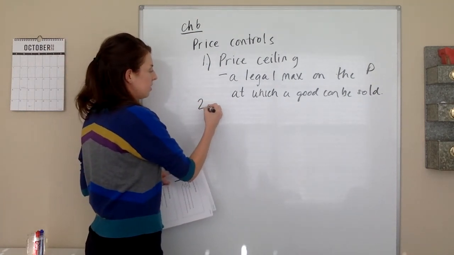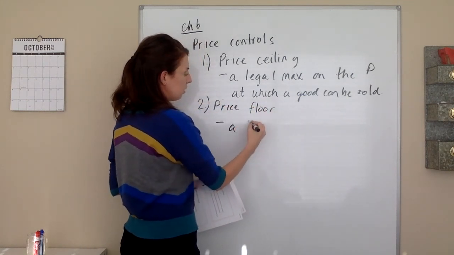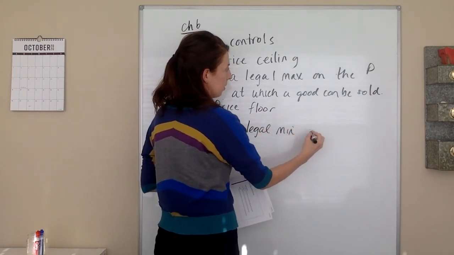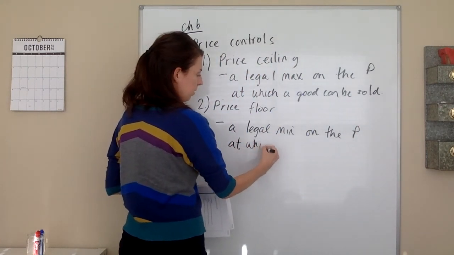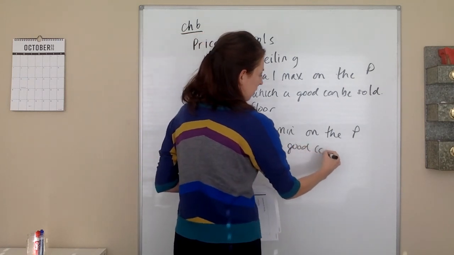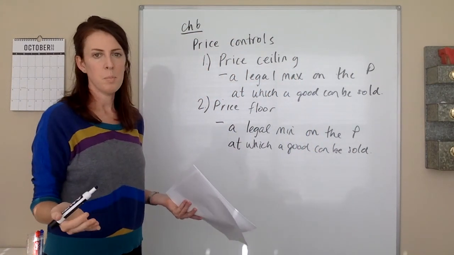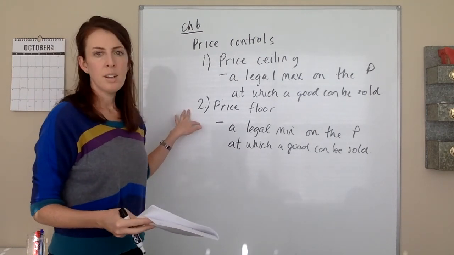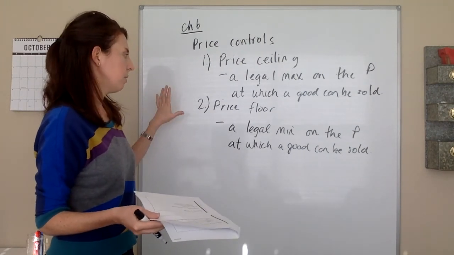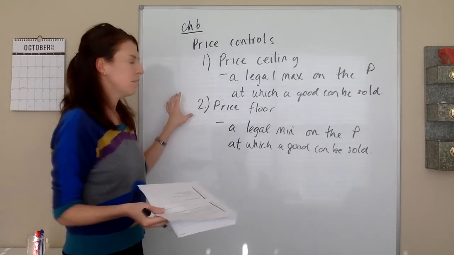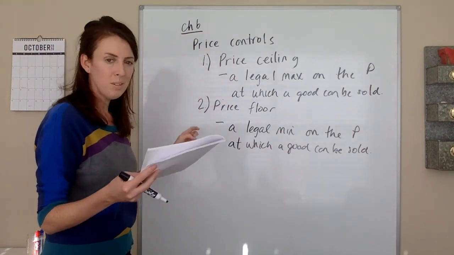The opposite of a price ceiling is a price floor. And a price floor is just going to be a legal minimum on the price at which a good can be sold. So the example I gave you like 2 minutes ago was the example of minimum wages. So minimum wages are an example of a price floor. The amount that you make for your job is kind of like the price of labor, and the government is actively debating whether or not there should be an increase in the price floor, the legal minimum price at which the good, your labor, can be sold or provided.